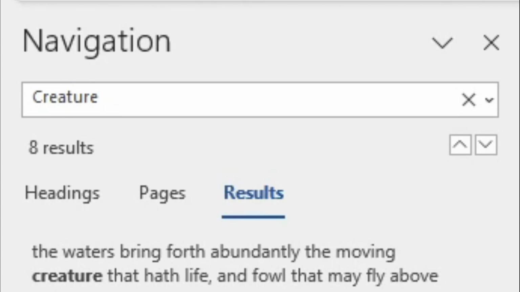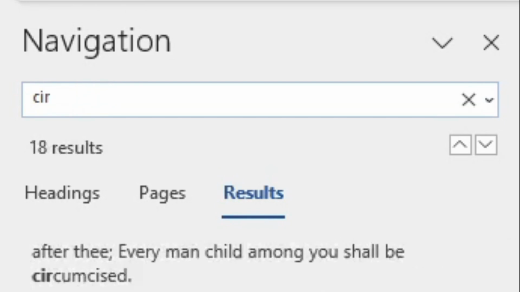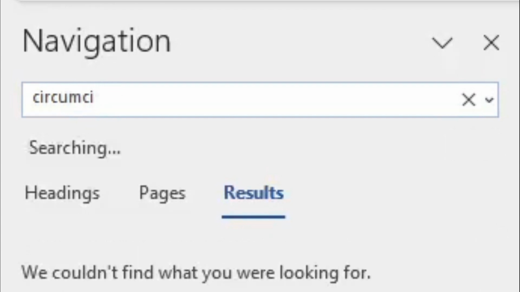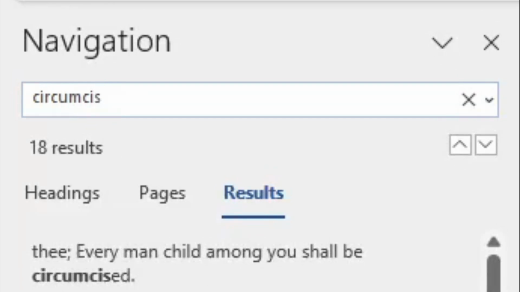Oh, I know a good one. Circumcise. Circumcise happens on day 8, doesn't it? Circumcision. For Jewish boys, circumcise. Well, 18. 18 is what? 1 past 17. So now they're using another number. 18 would be like 8.